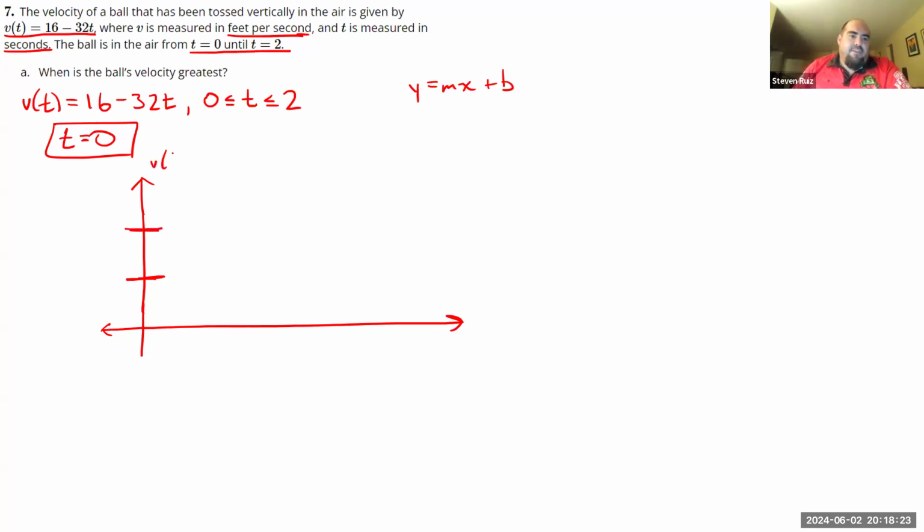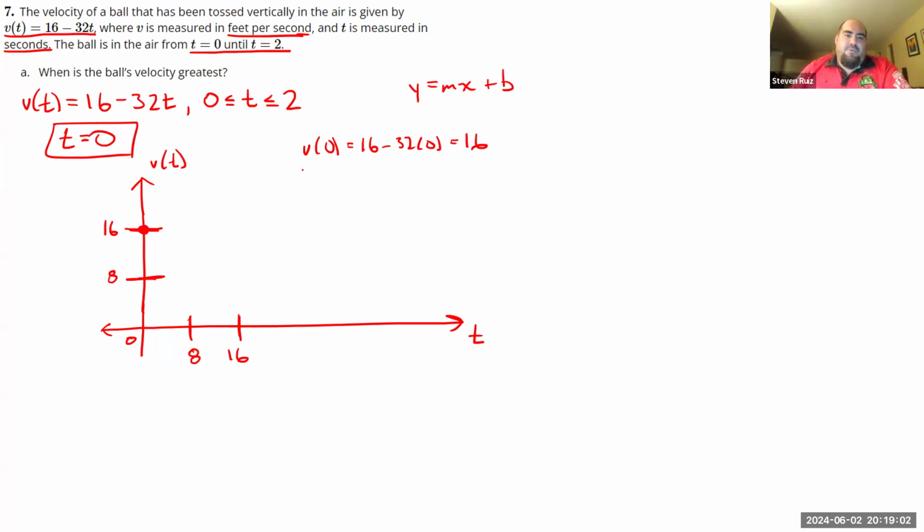So here's my v of t axis. Here's my t axis, 0 for both. So 8 feet per second, 16 feet per second. I really did not need to make this that long, but that's okay. So we know that when time equals 0, what's our velocity going to be? Well, v of 0 is going to be 16 minus 32 times 0, or 16. So that's my y-intercept. v equals 16.